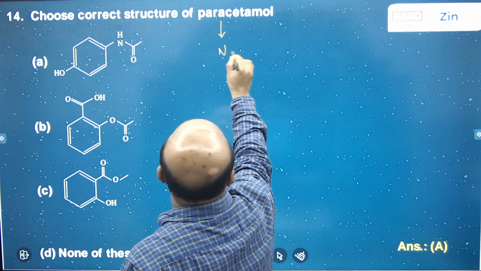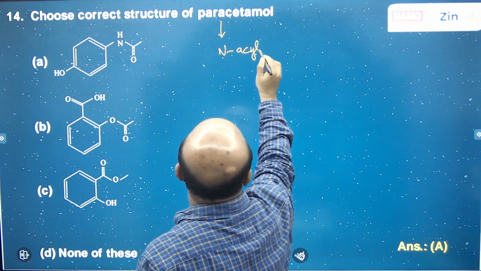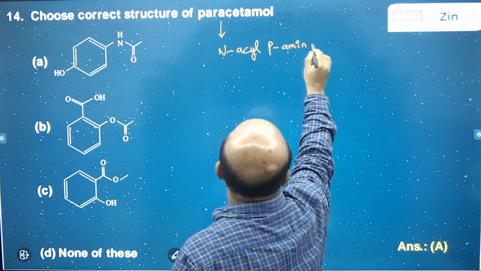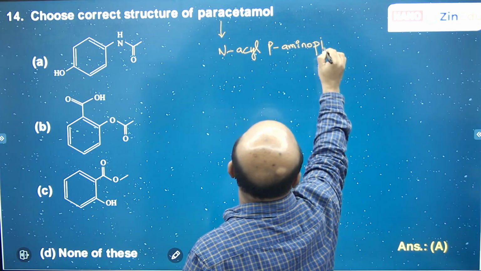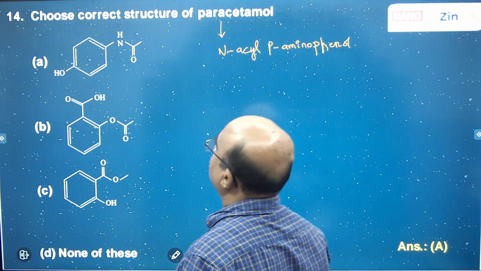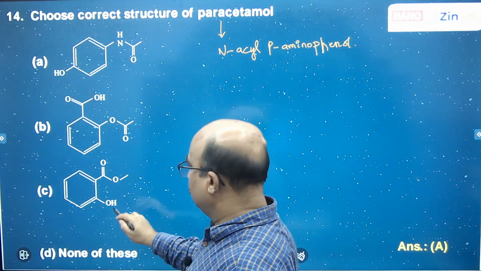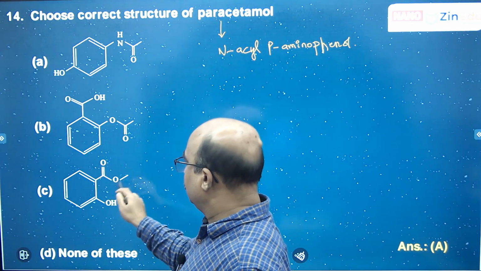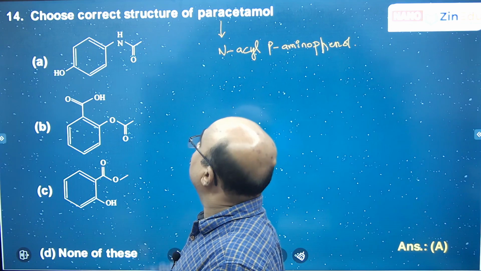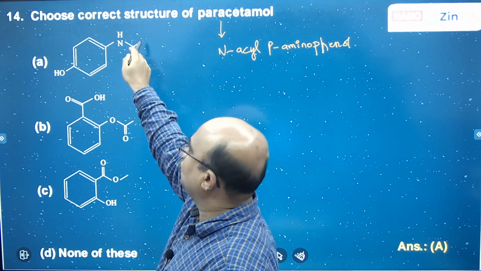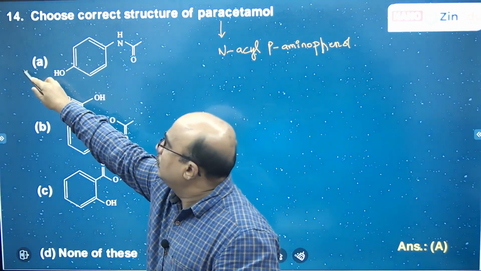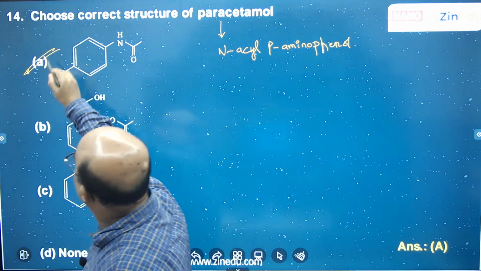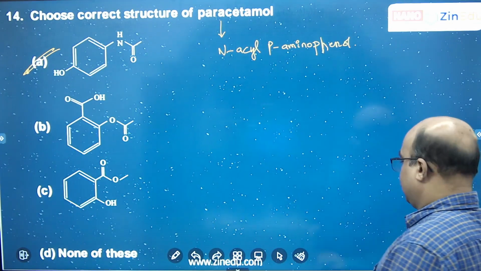It is N-acyl para aminophenol. So para aminophenol, this is anyhow not an aminophenol acid. So this is also phenol, but it is acyl. This is N-acyl substituted. Okay, this is our answer. Next.